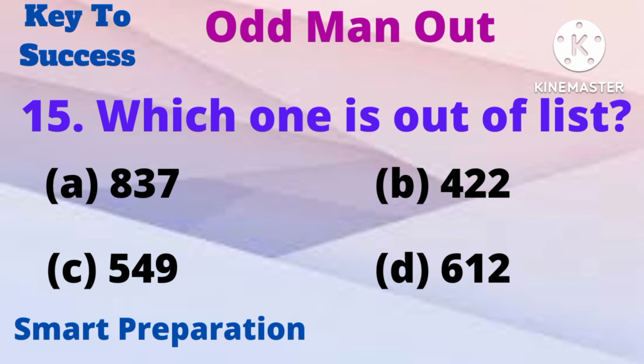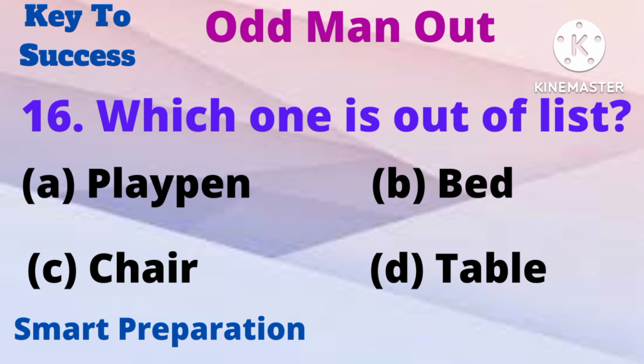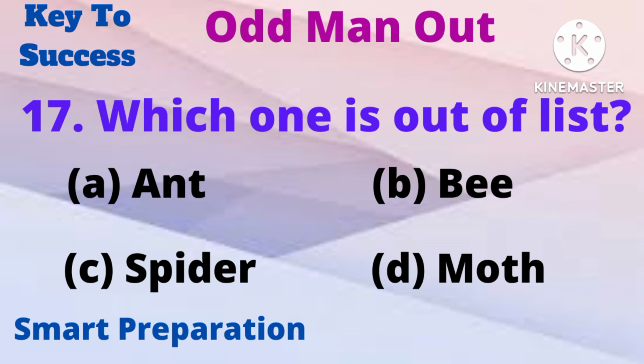Which one is out of list? A 837, B 422, C 549, D 612. Which one is out of list? A playpen, B bed, C chair, D table. Which one is out of list? A ant, B bee, C spider, D moth.